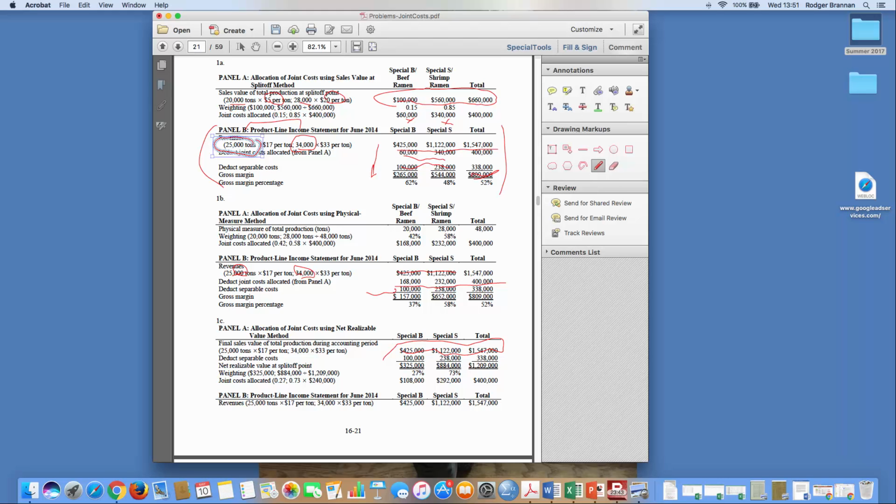As long as the net realizable value is greater, then I would do it. Okay, so if I go back to my original information, we're going to look at these numbers right here. If you sell the beef ramen only at the split off point, the most that you can make for it is $100,000, 20,000 tons at $5 per ton.